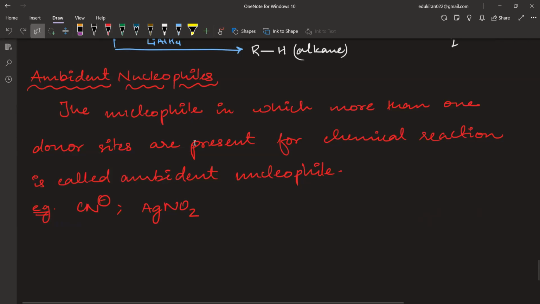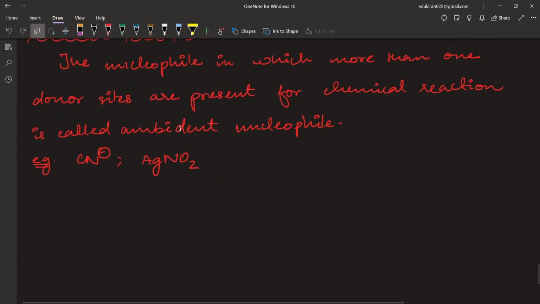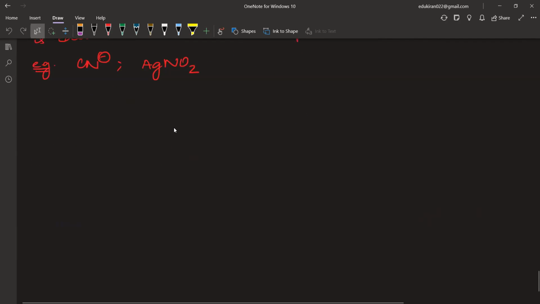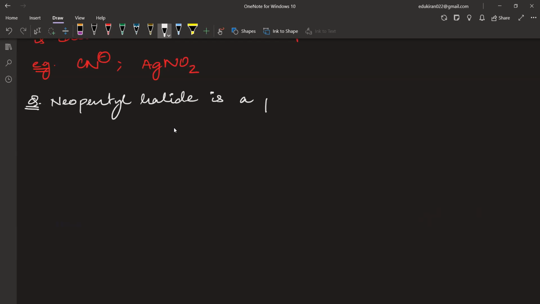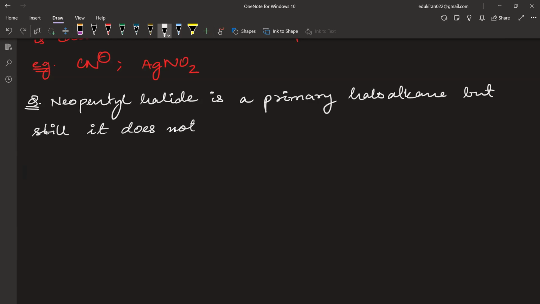Done, yes or no, tell me? Yes. The question that I was talking about was, please write. Neopentyl halide is a primary haloalkane, but still it does not show SN2.